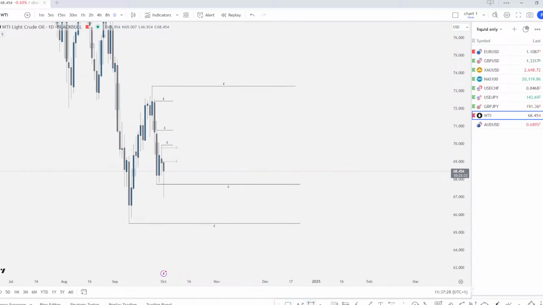This is a point of interest as well. I believe that's around the 50 too, right? Yeah, that's straight into the 50.